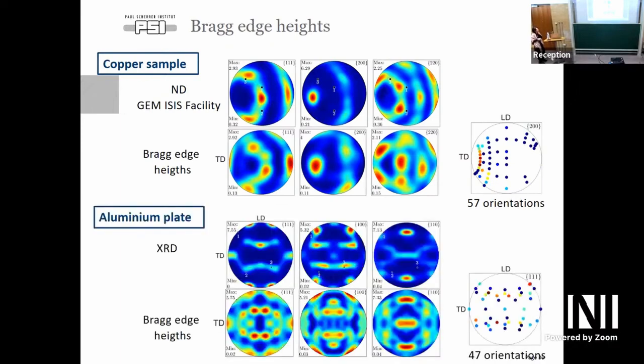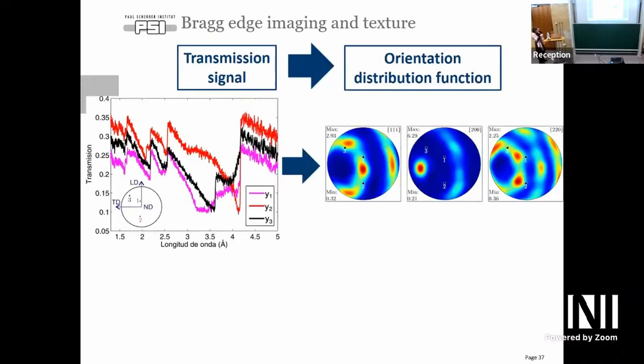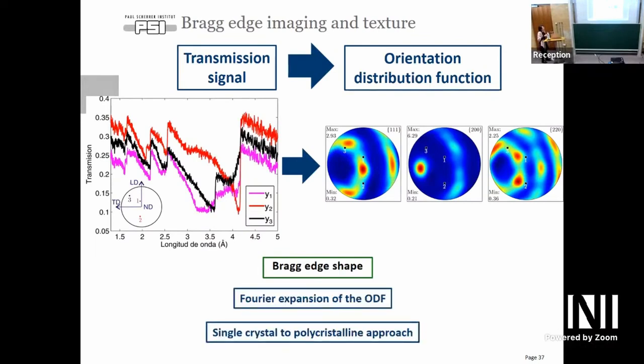And this is the same thing for an aluminum plate. It's even worse, but at least the first attempt worked. It was the first time that we did it. Moving forward, as I mentioned, we are only using the height, and we are not taking into account how the shape is changing. So the novel approach that we are trying is to include the entire shape of the Bragg edge in our analysis. For this, we have two models that we have recently been developing.